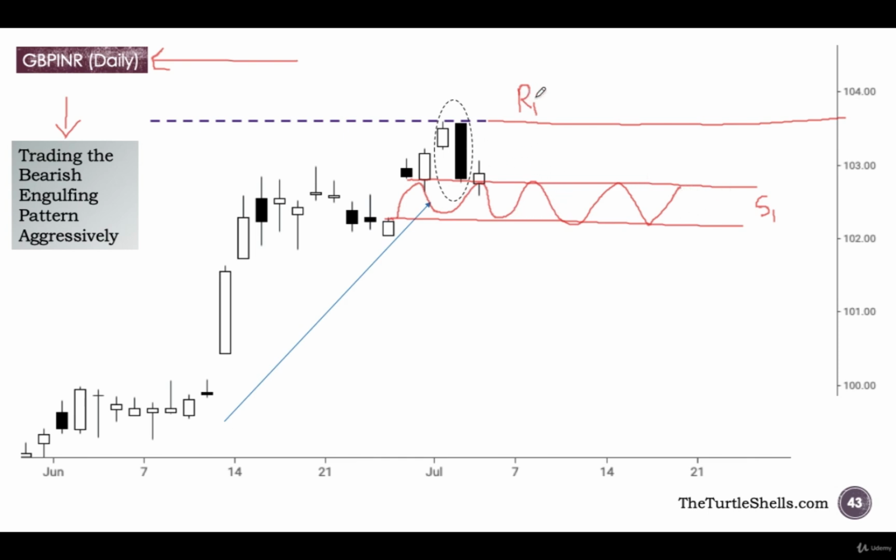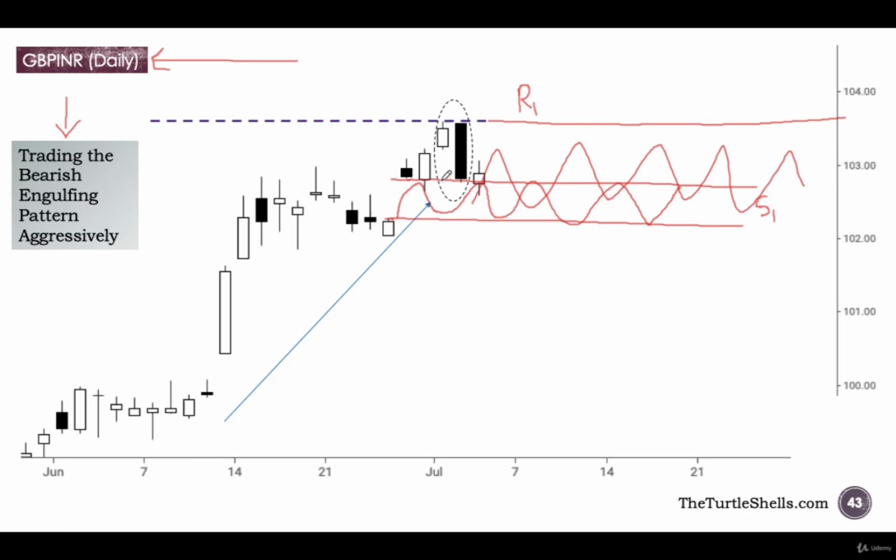So now we have the resistance, we have the support. So chances are the price is likely to get stuck between the resistance and the support line. So as professional traders, if we know where the resistance and support are, then we can guess what is the likely price action that is going to happen.